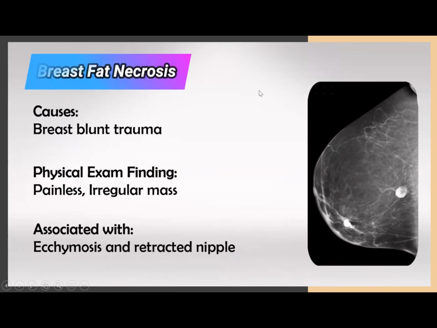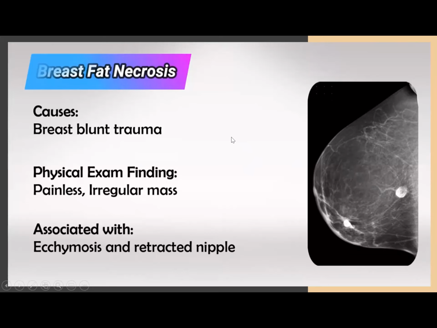Breast fat necrosis: you see the breast side here, there is a small white patch. It is caused by blunt trauma to the breast, producing a small area of necrotic fat, so they call it fat necrosis. When you do a physical exam, it is usually painless. When you press it while examining yourself, you may feel some pain, but most of the time you don't have pain at all. It is like an irregular, very small mass, associated with ecchymosis and retraction. Sometimes the nipple is retracted. So this is breast fat necrosis.